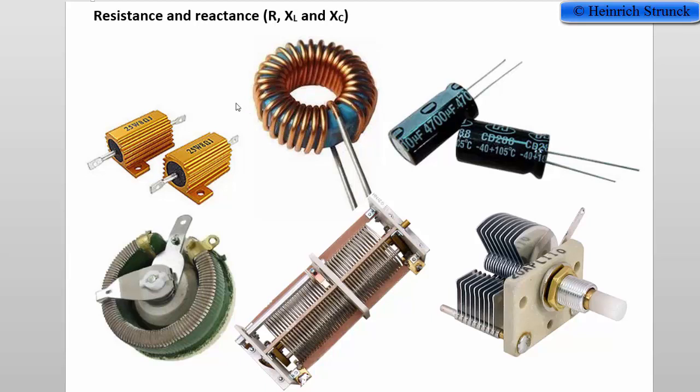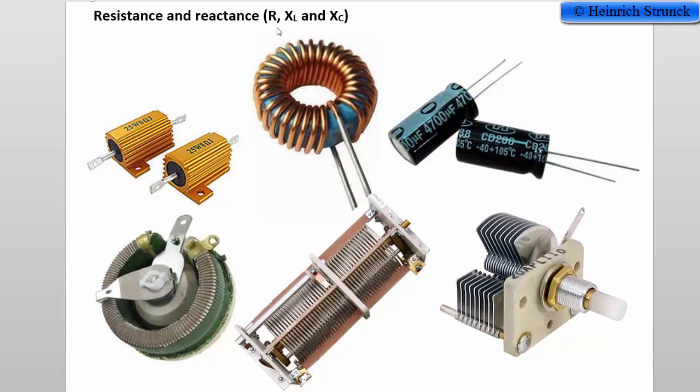What will happen when we connect a resistor, inductor or capacitor to alternating voltage? We know the resistor, we have a resistance, but we have to learn something new, that is reactance, and that is for the inductor and the capacitor. The reactance for the inductor is called XL, and the reactance for the capacitor is called XC.